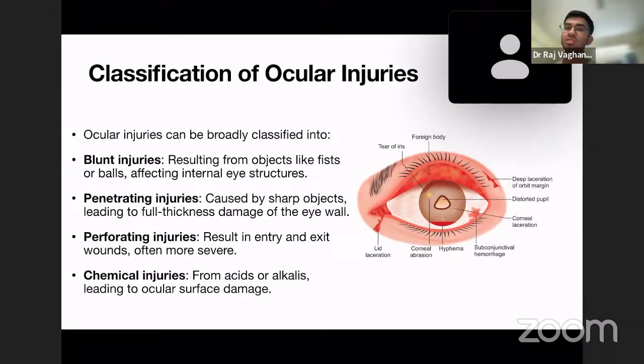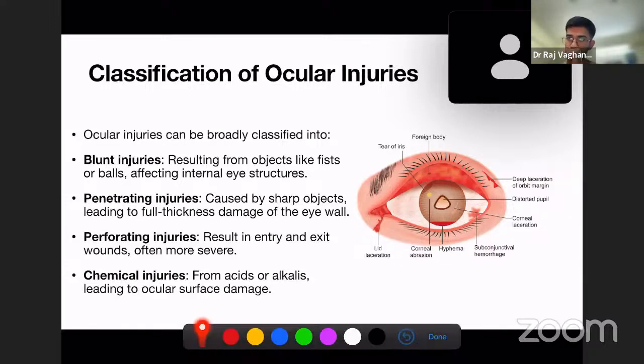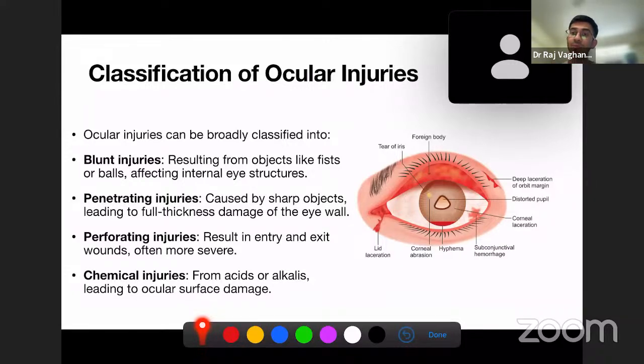So what are the types of ocular injuries? As we can see, there are 4 types of ocular injuries. There are blunt injuries, penetrating injuries, perforating injuries, and chemical injuries. First is blunt injuries. Second is penetrating injuries. Third is perforating injuries. And the fourth is chemical injuries. Okay, so these are the 4 kinds of injuries.